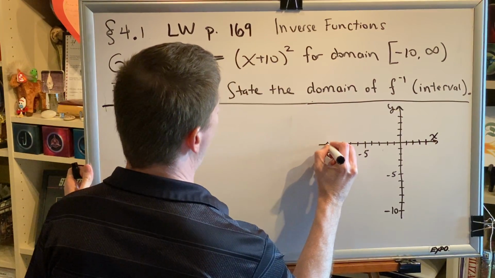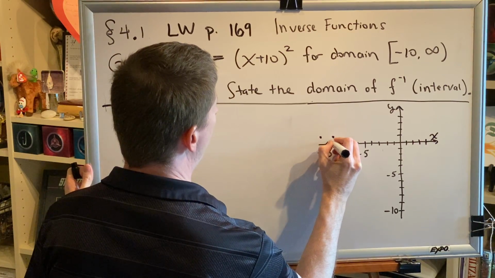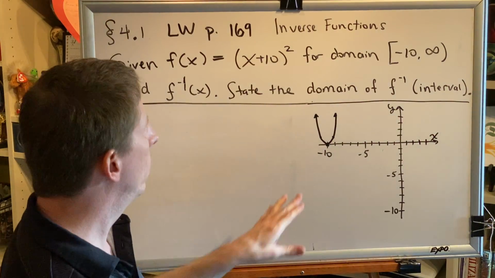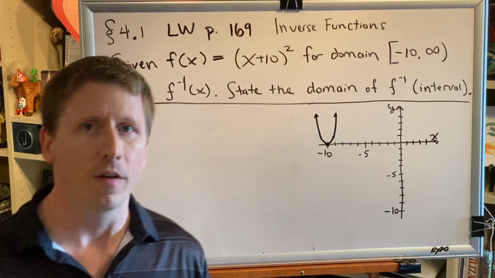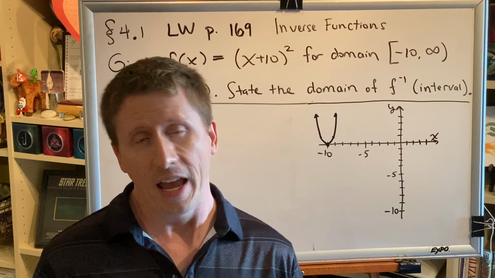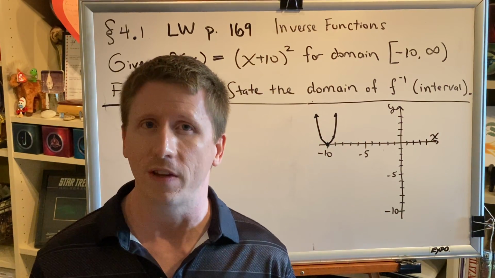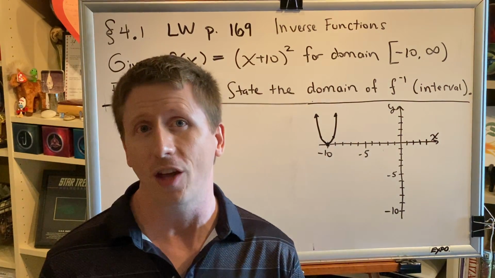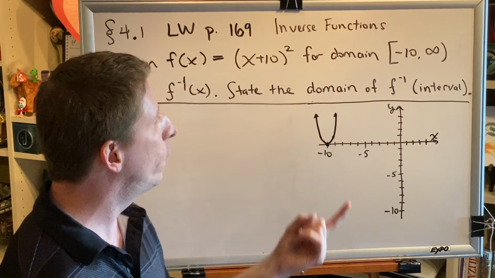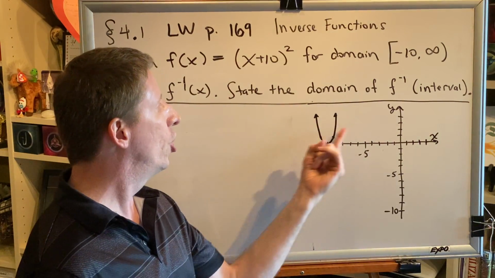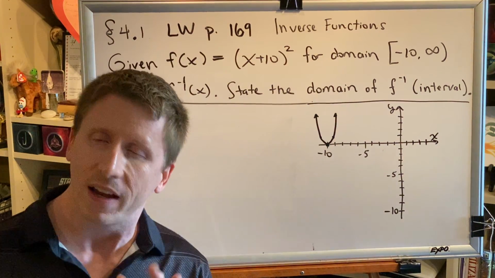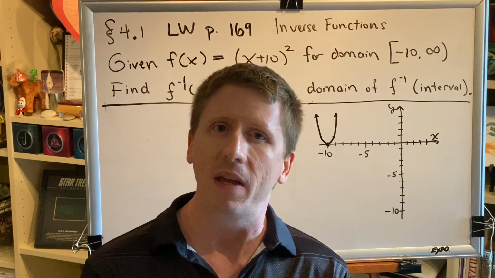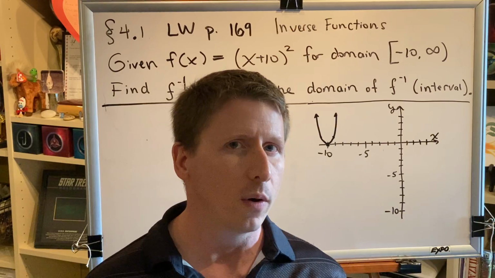The vertex is here at negative 10, and then the parabola opens up from there. Now, you can only find the inverse of a function if it's a one-to-one function. And if you remember the skills that I taught you in previous videos from this section, the way you determine if a function is one-to-one is by applying the horizontal line test. If you apply the horizontal line test to this function, you're going to find that that horizontal line intersects it at more than one point. And you might be thinking to yourself, so that must mean it's not one-to-one and therefore there is no inverse.